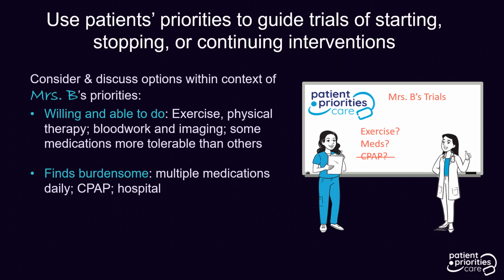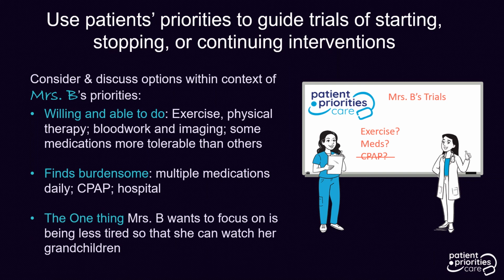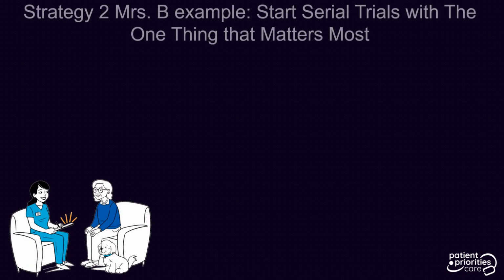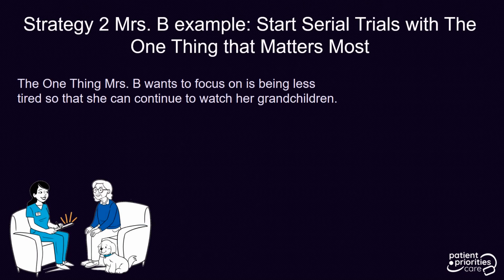Her fatigue was the one thing that mattered to her, because it was keeping her from taking care of the grandchildren. One of the ways that we get started is with the one thing. This came out of an aha moment when we were developing patient priorities care. Even with the template, patients have 2 or 3 health outcome goals, 3 or 4 different healthcare tasks that they didn't mind doing, 3 or 4 that they didn't like, and some medications they like. There was still too much going on.